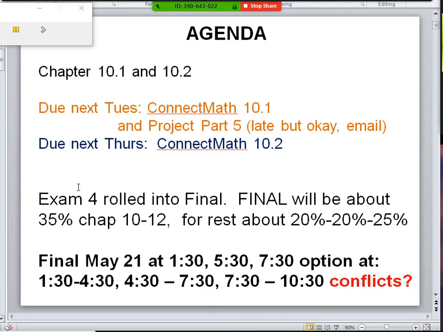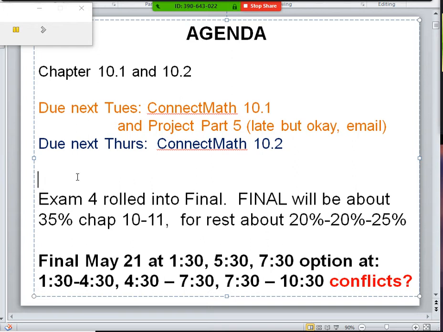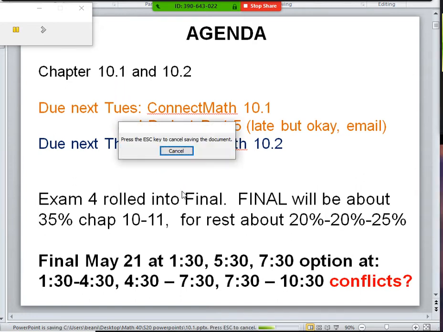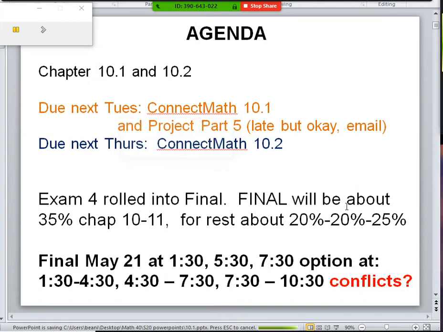All right, exam 4 is rolled into your final. Exam 4 is really worth about half as much as the other exams, so I just shoved it into the final, so it's one big test rather than waste a class day when we could be reviewing instead. About 35% of the final will be chapters 10 through 11, because that includes your exam 4 material. The rest of the final will be about 20% from exam 1, 20% from exam 2, and 25% from exam 3.